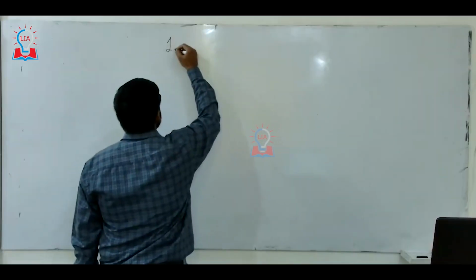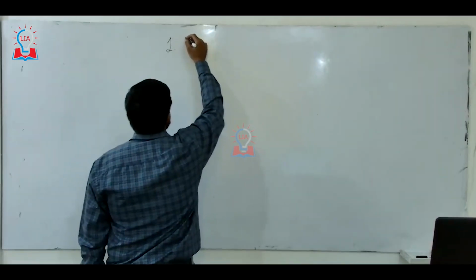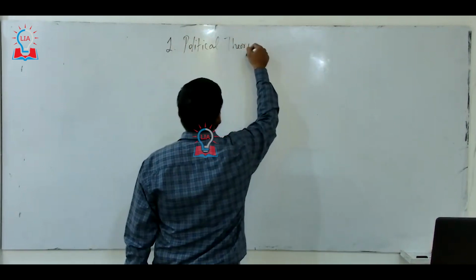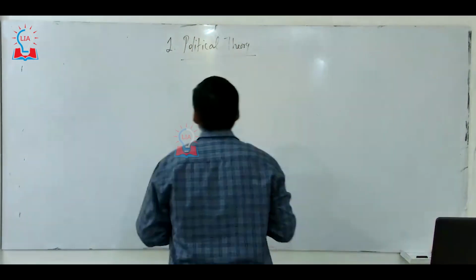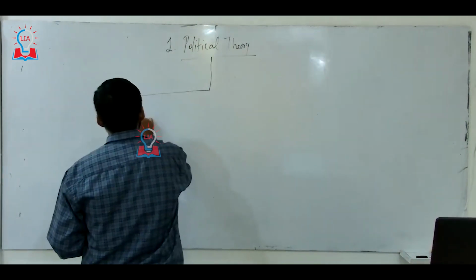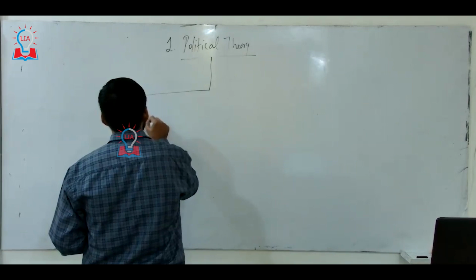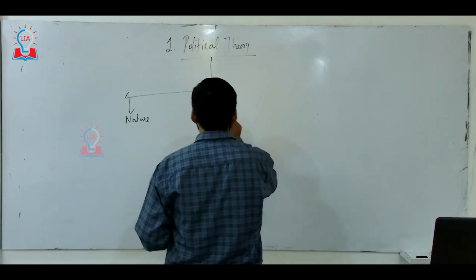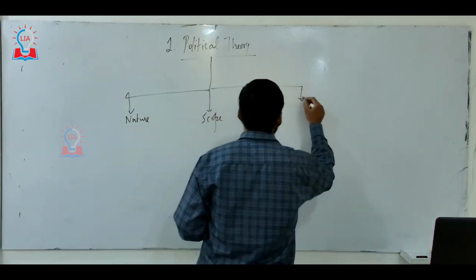Today we will start with Section A, that is political theory. In political theory, we'll try to understand the nature of political science, its scope, and its approaches.